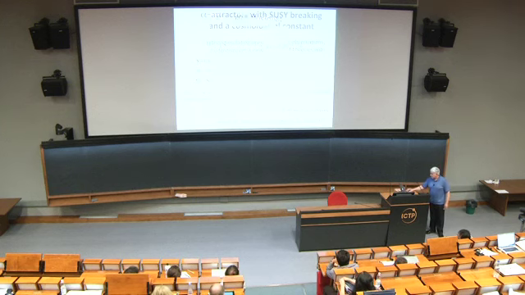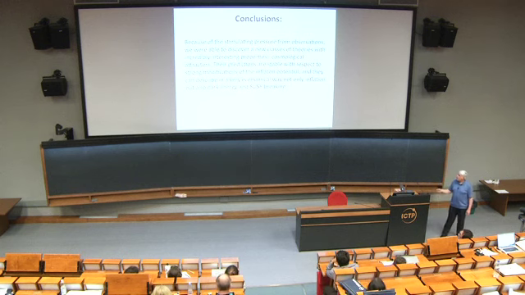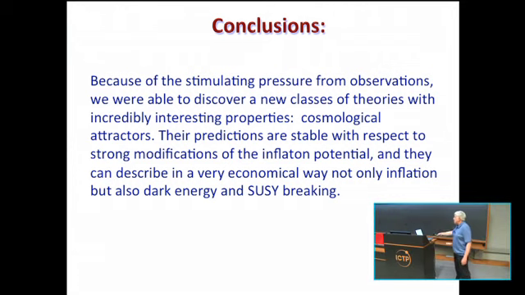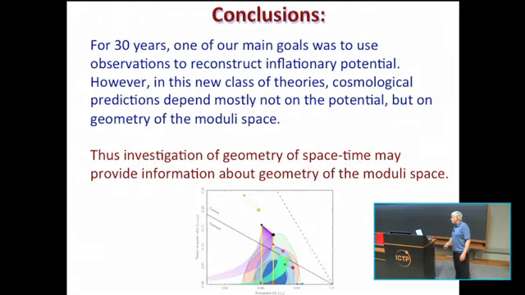So it's very convenient. Now, the conclusion is the following. Because of the stimulating pressure from observations, which we all really appreciate, even though sometimes it becomes very painful, in the end you are very happy if you follow the indications from the sky. So we were able to discover a new class of theories which have very strange and interesting properties. Their predictions are stable with respect to even strong bending of the potential. You can have inflation there even if the potential in original coordinates is really weird, and nevertheless you get the same predictions, and you can describe dark energy and SUSY breaking there.